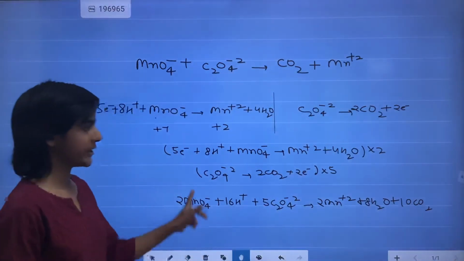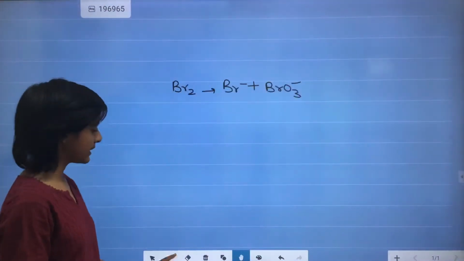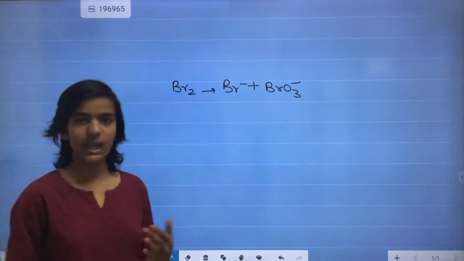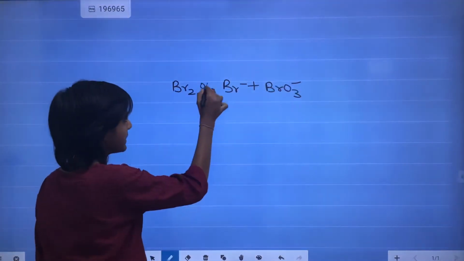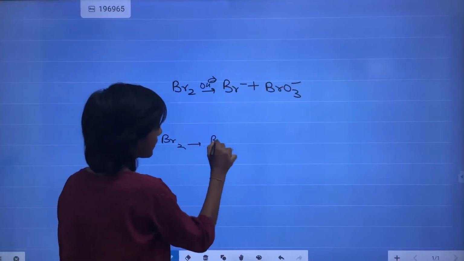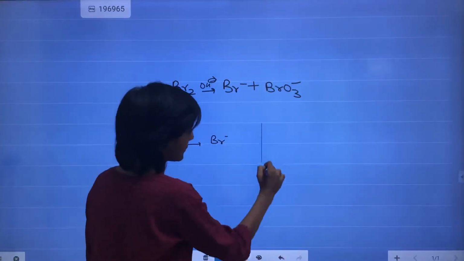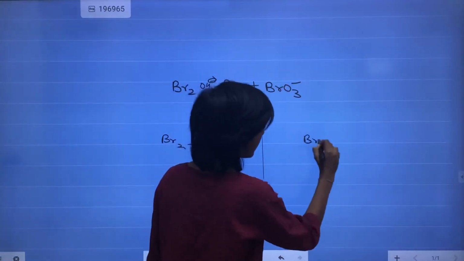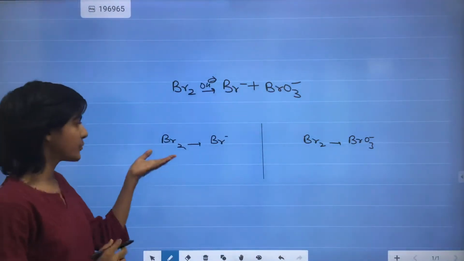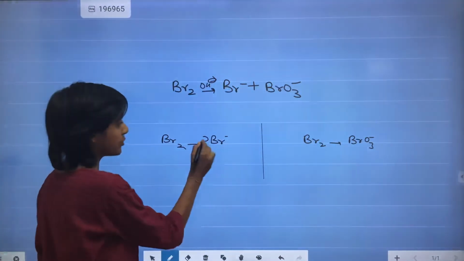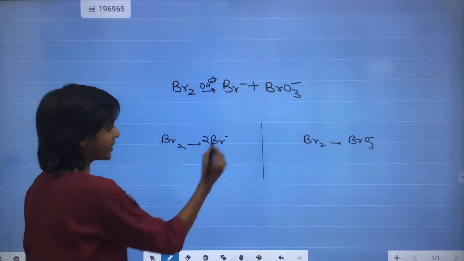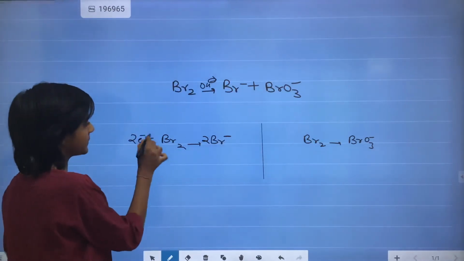in acidic medium. Then the second is a disproportionation reaction, meaning the same element undergoes both oxidation and reduction, and this is in basic medium. So first you have to write the half reactions. It will be Br2 to Br minus, and Br2 to BrO3 minus. Then we balance other than oxygen and hydrogen. It is bromine, 2 bromine and 1 bromine, so 2 bromine. There is no oxygen and hydrogen, so no need to balance them. Then the charge, here it is minus 2, so 2 electrons over here.